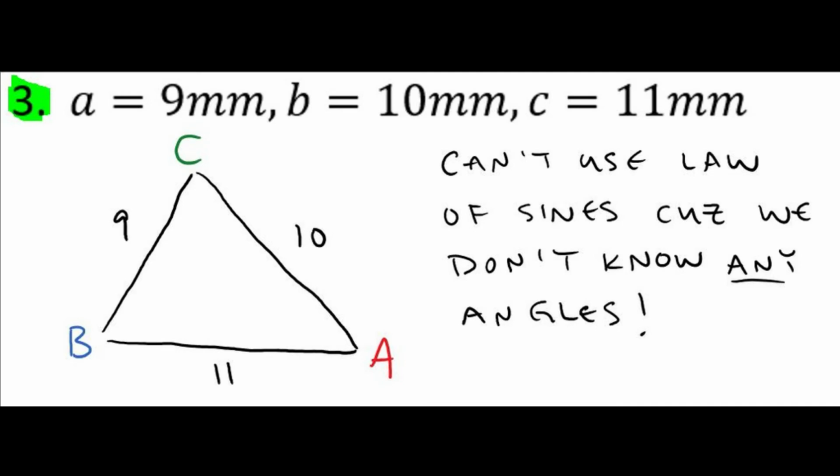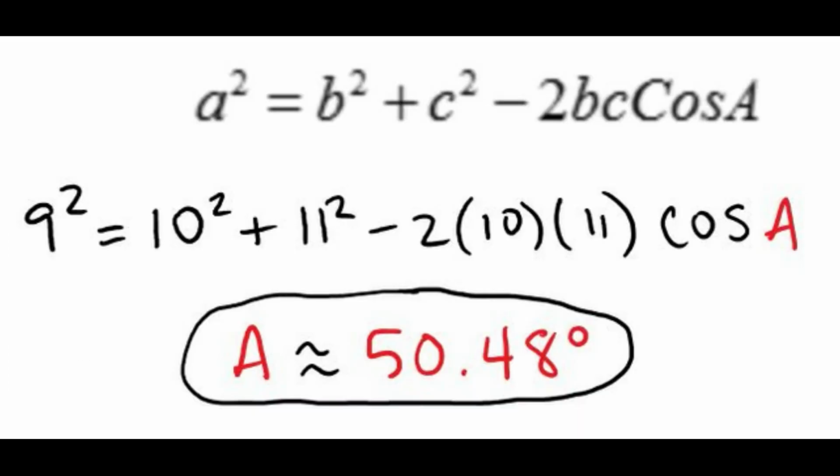Okay, number 3. This one gave us 3 sides, so we have to find the angles based off of 3 sides. What I wrote here is you can't use the law of sines because we don't know any of the angles. So what we have to use is the law of cosines. And what we do is we plug in our A, our B, our C into all the places it goes.